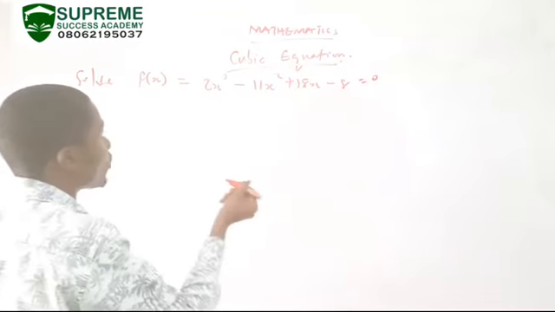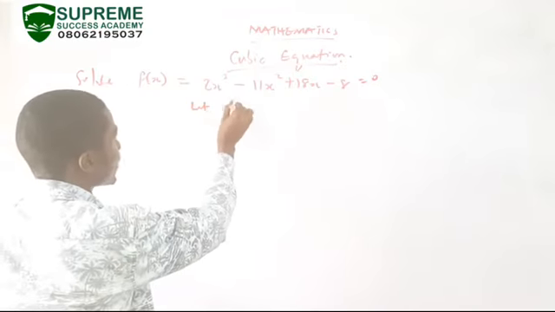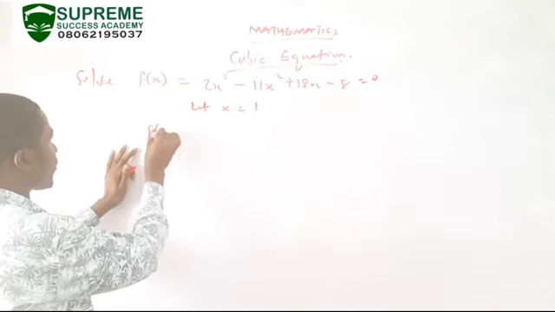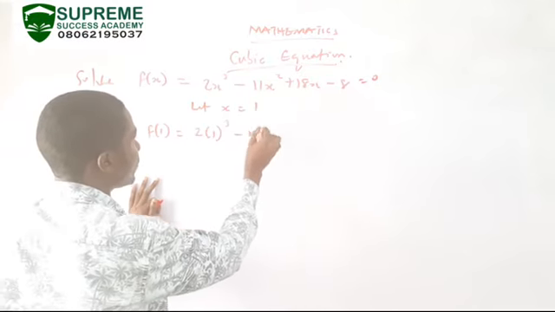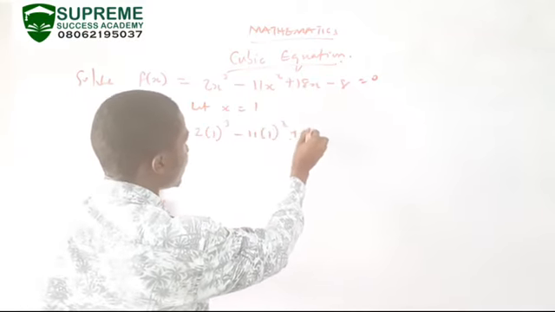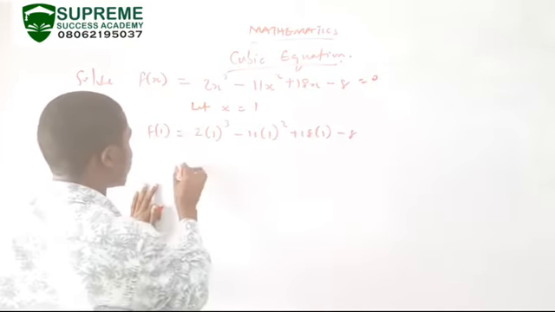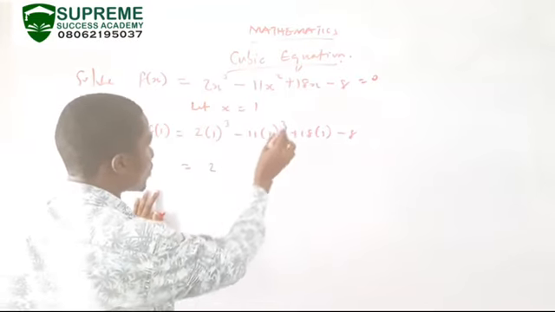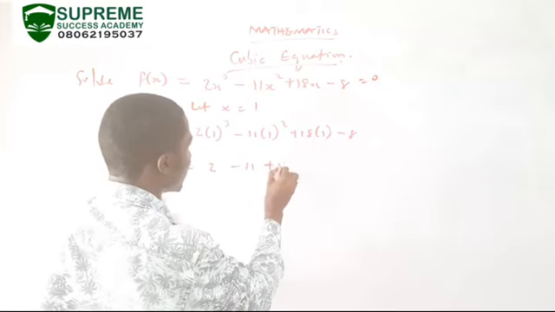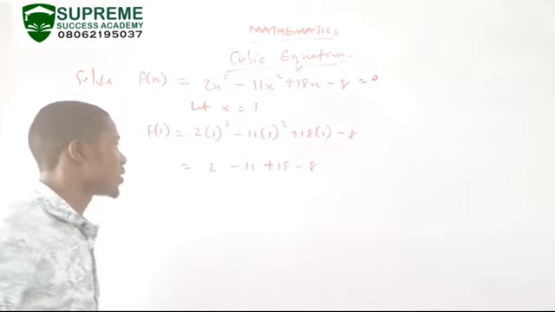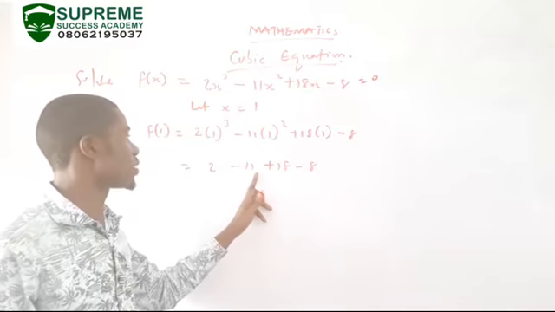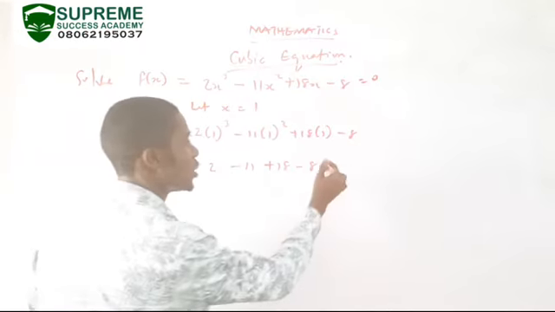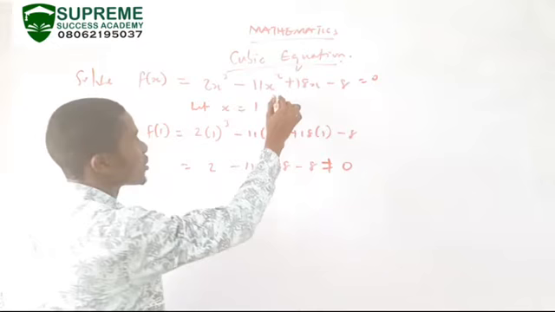So the first one we try is, let my x equal 1. So we have f of 1 equals 2 into 1 cubed minus 11 into 1 squared plus 18 into 1, then minus 8. So this one gives you 2. This one will give minus 11 plus 18 minus 8. Will it give us 0? No. Because 18 minus 8 will give us 10. 2 minus 8 will give us minus 9. So it's not equal to 0. This is not a solution.